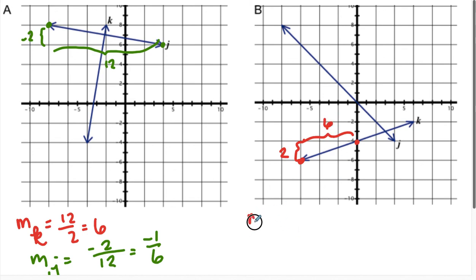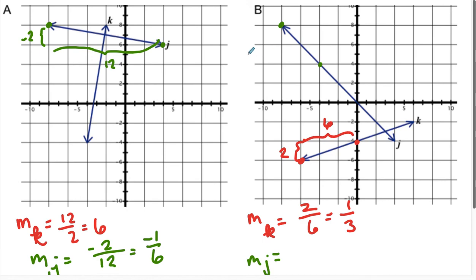So the slope of line K is equivalent to its rise, which is 2, over run, which is 6, so that's 1/3 when you reduce. And please always reduce. Okay, so now let's calculate the slope of line J. I'm going to pick this point right here, and let's say this point right here.